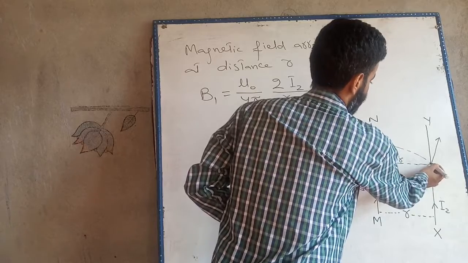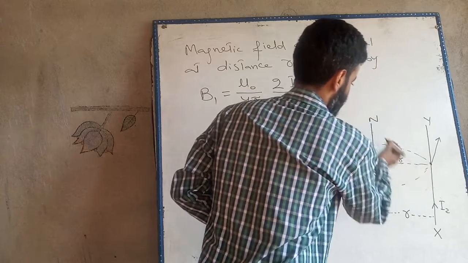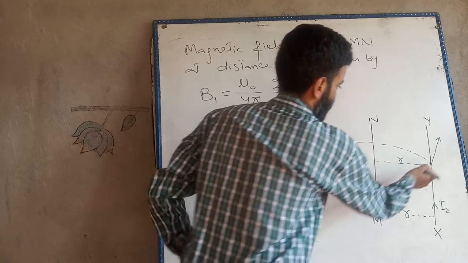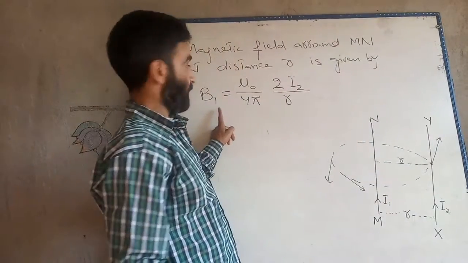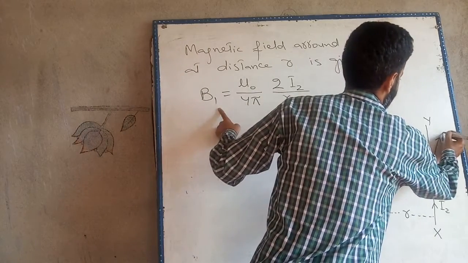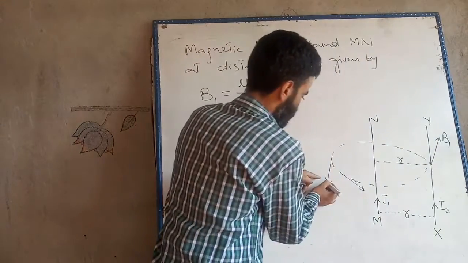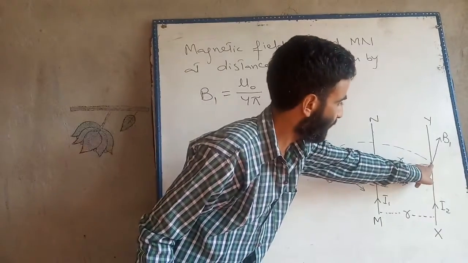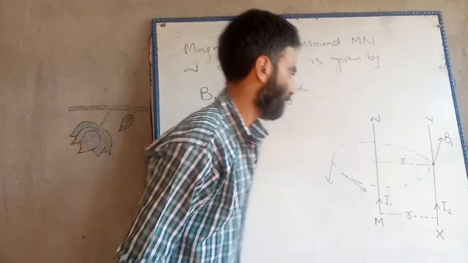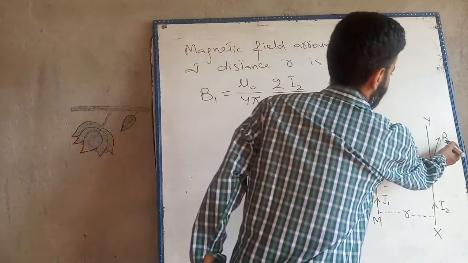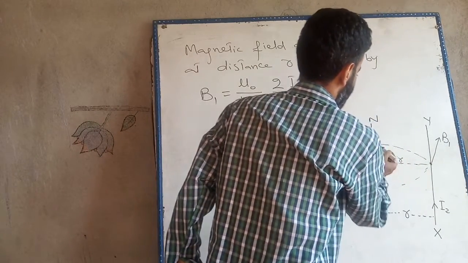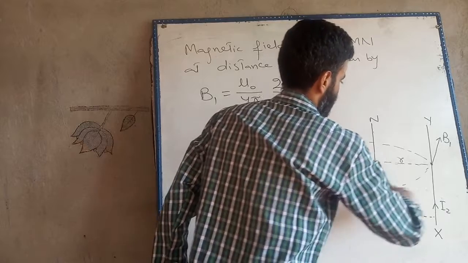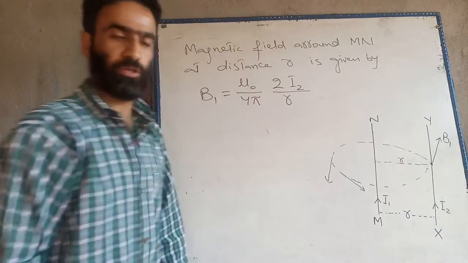So this is the magnetic field produced by this conductor. And this magnetic field relation is given by it. So this is magnetic field B1. This is also B1. This is also B1. But we are discussing only the magnetic field at this point, right? So this is the magnetic field B1 produced around this conductor at this point.